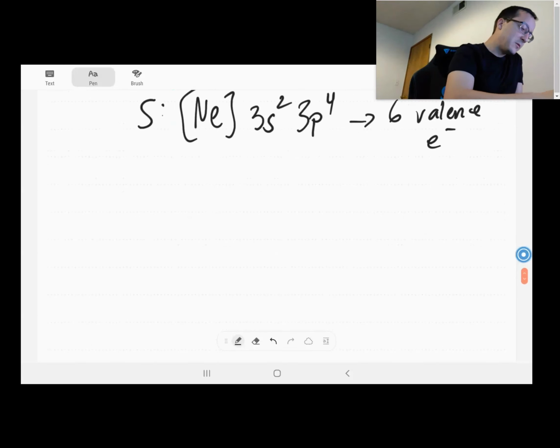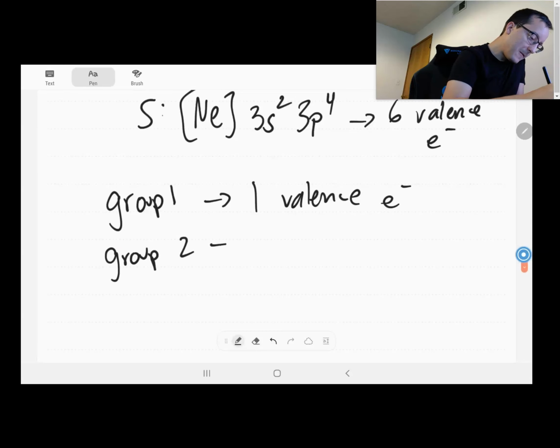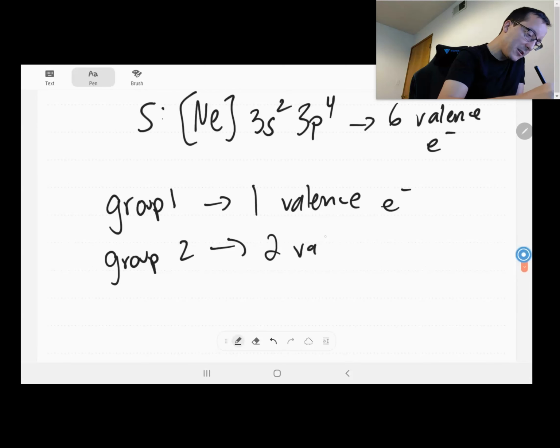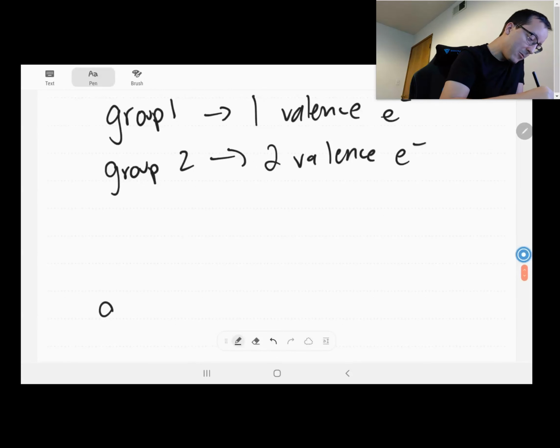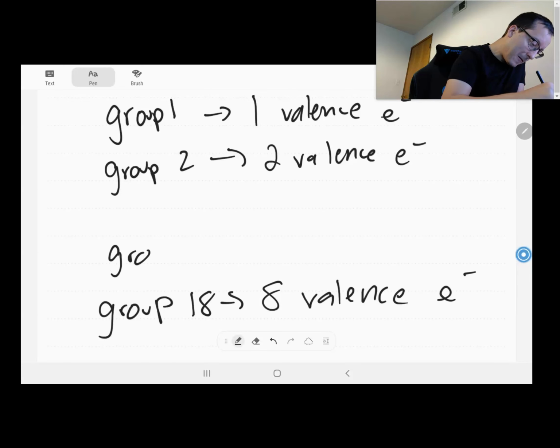Okay, so we're going to see that group 1 will have 1 valence electron. Group 2 will have 2 valence electrons. We saw that group 18 had 8 valence electrons. We saw group 16 has 6 valence electrons.